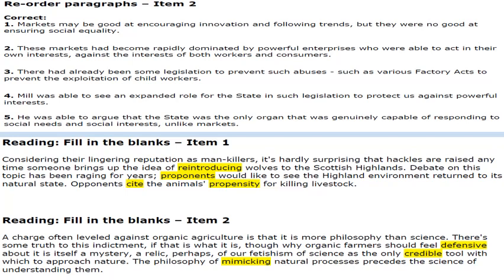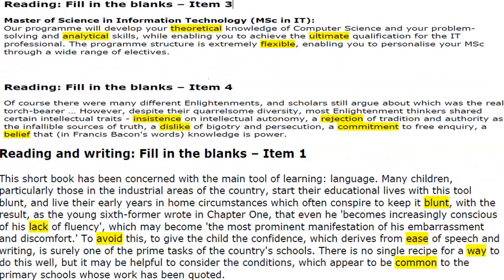Moving to next. Yellow highlighted are the answers.